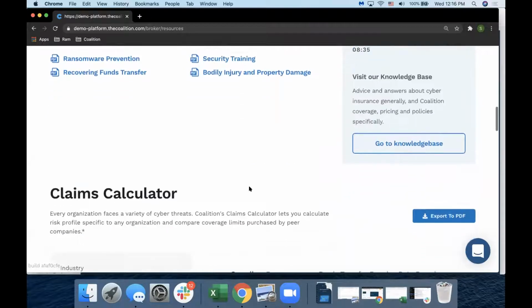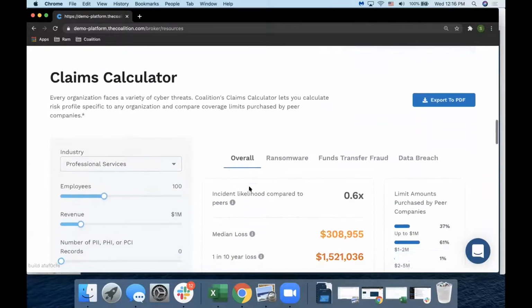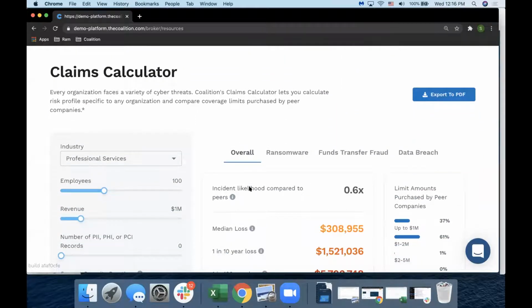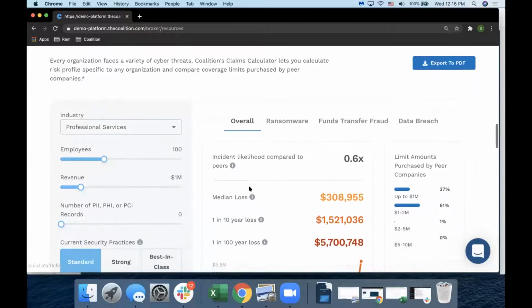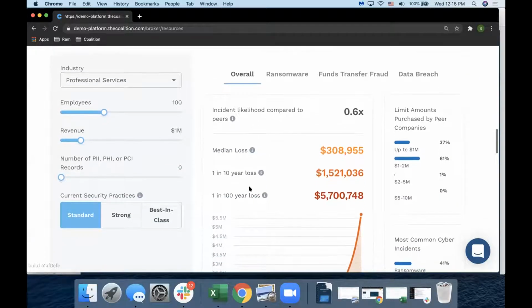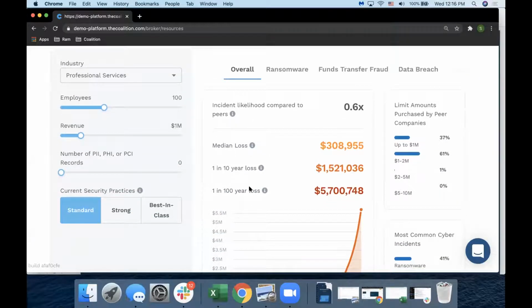Where I'd like to focus, however, is a new feature that we deployed in the last couple of weeks, known as our Coalition Claims Calculator. I'd like to walk you through this calculator because I believe it's a better indicator of cyber risks, most notably, than historical notions around a data breach calculator.